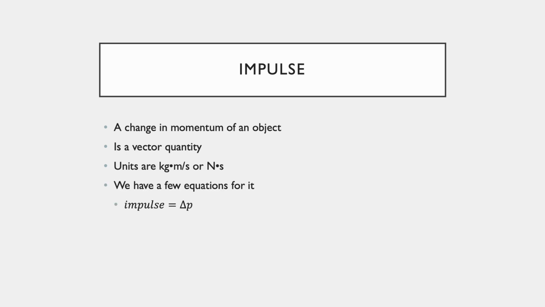So impulse can be equal to our change in momentum. Now that can be rewritten as mass times change in velocity, because usually if we have a change in momentum, our mass is staying the same but our velocity is changing. The third formula that we'll sometimes use is our sum of forces times time. So it's a force applied for a specific amount of time.